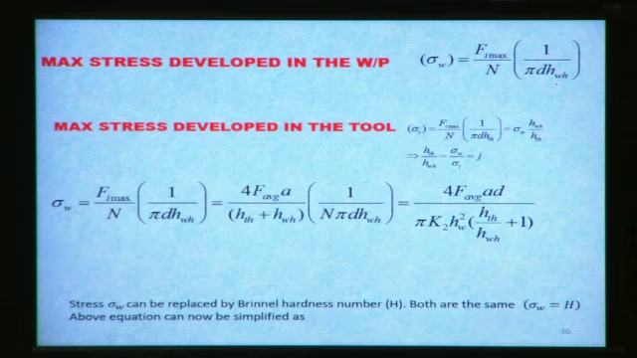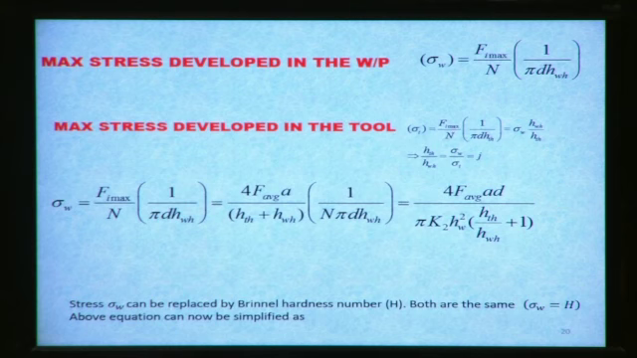Okay, so the maximum stress developed in the tool we can also calculate. This is the Fi max, again the same Fi max divided by the number of grits under the tool, and divided by pi d HTH. So HTH is the depth of indentation into the tool here. So pi d HTH is the cross section area of this abrasive in the tool here.